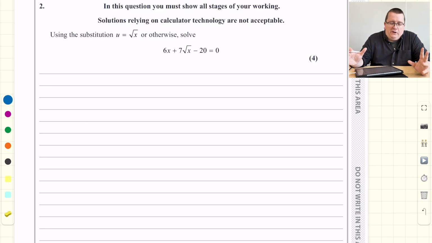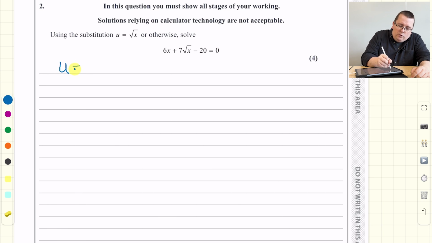Big bold writing at the start. In this question, you must show all stages of your working. Solutions relying on calculator technology are not acceptable. Using the substitution u is equal to the square root of x or otherwise, solve 6x plus 7 times the square root of x, take away 20 equals 0. So you'll notice that within the equation we've got both x and the square root of x.